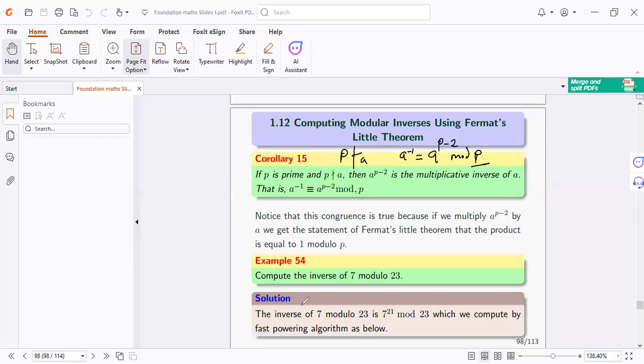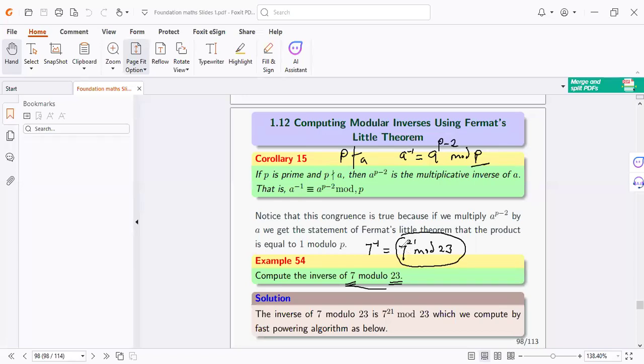So let's look at the example here. The example that I have is: find the inverse of 7 mod 23. Now we know we can use the Euclidean algorithm, but I want us to use Fermat's little theorem. By Fermat's little theorem, 23 here is prime, and 23 cannot divide 7, so Fermat's little theorem can be used. It says the inverse of 7 will be given by 7 raised to P minus 2, where P is 23, minus 2, which gives us 21, mod 23.